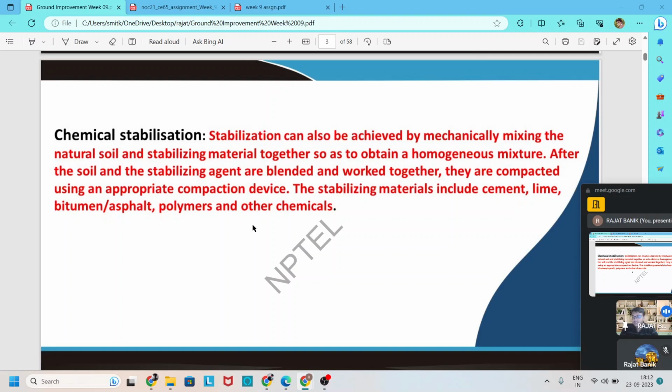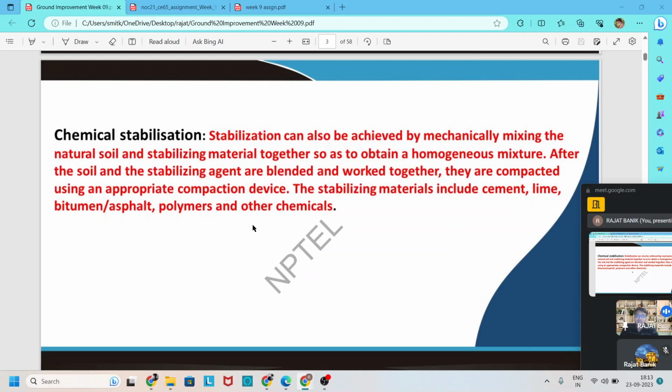By simple definition, it is when we mix some additives or cementing material into the soil to improve the bonding and cohesion. By that way, when we improve the soil properties, this is called chemical stabilization in a simple way. And here it is said that stabilization can also be achieved by mechanically mixing the natural soil or stabilized material together so as to obtain a homogeneous mixture.